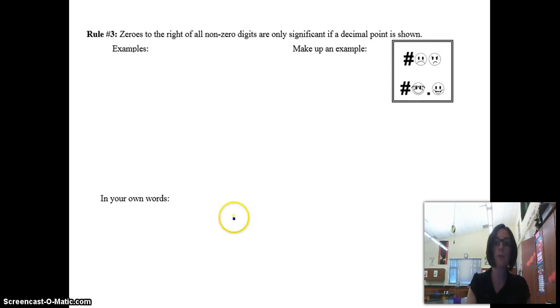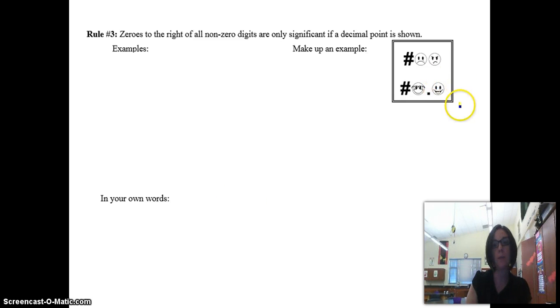In rule number 3, they're talking about zeros in the only other location that's left. We've talked about in between, we've talked about on the left before anything. Now we're going to talk about zeros on the right that happen after all the other digits have occurred. So they call these zeros to the right of all non-zero digits, and they are only significant if a decimal point is shown somewhere in the number.